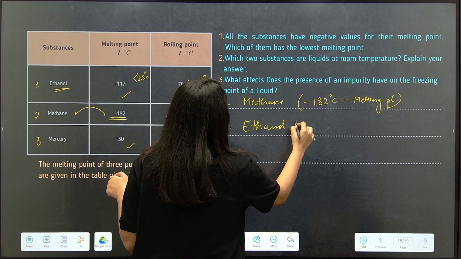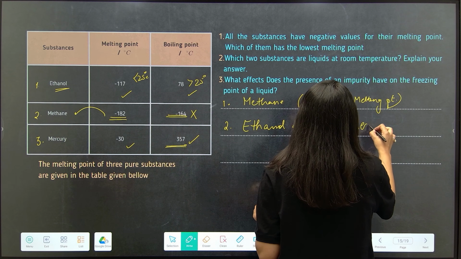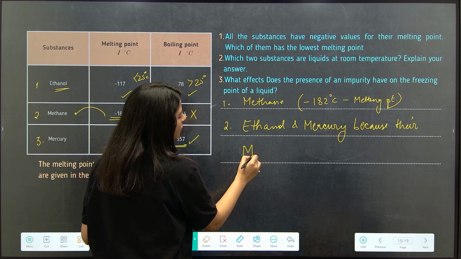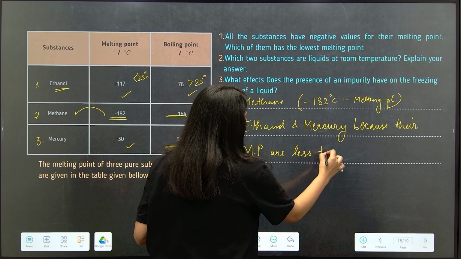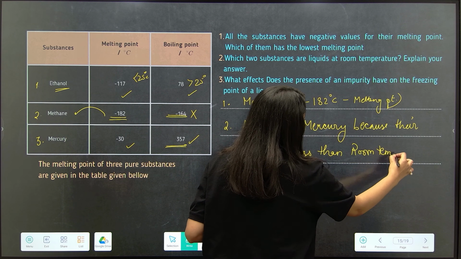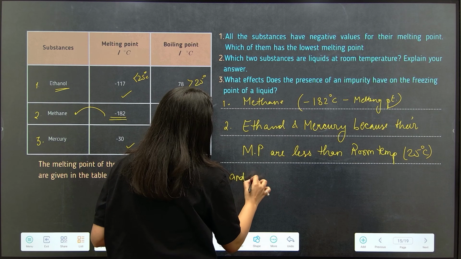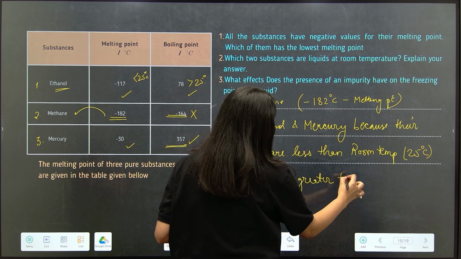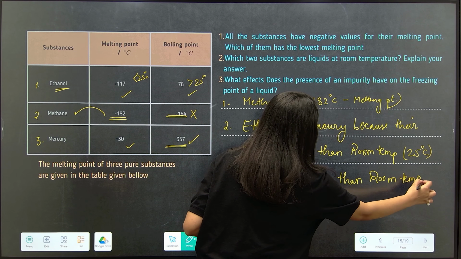Ethanol and mercury. And why? Because their melting points, I am writing MP over here, melting point, are less than room temperature. Room temperature, we consider 25 degrees Celsius as room temperature, and boiling point is greater than room temperature. Therefore, these two are liquid.